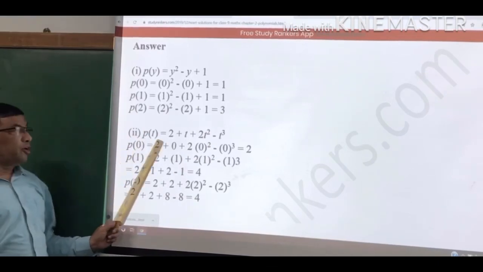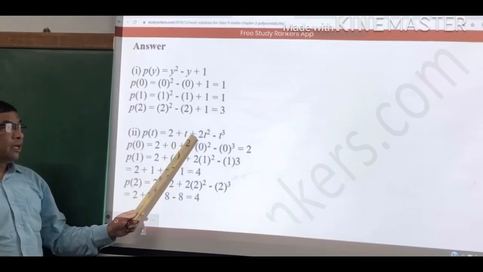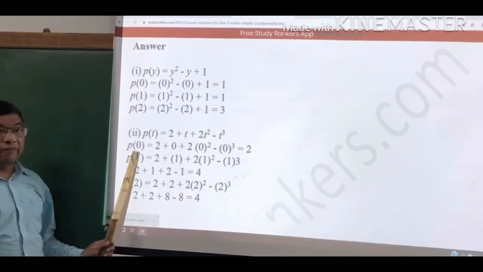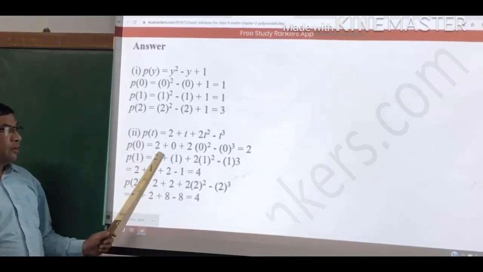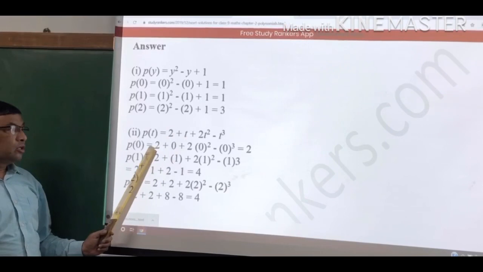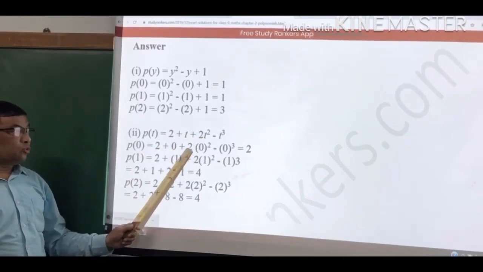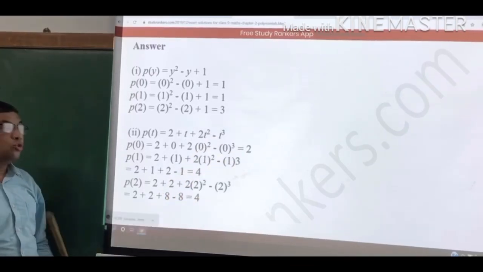Now the second polynomial is P of t given, which is 2 plus t plus 2t square minus t cube. In that also we find out 3 values, P0, P1 and P2. First we apply in place of t 0, 2 plus t given which is 0 plus 2t square, so 2 into 0 square minus t cube which is 0 cube is equal to 2.